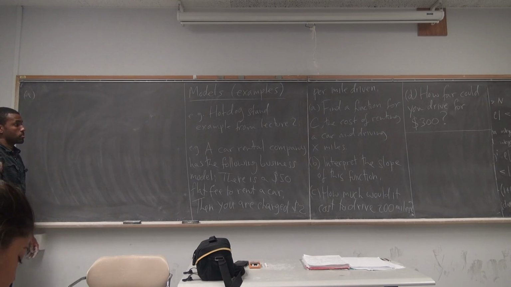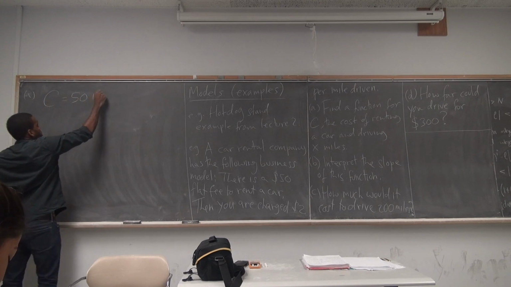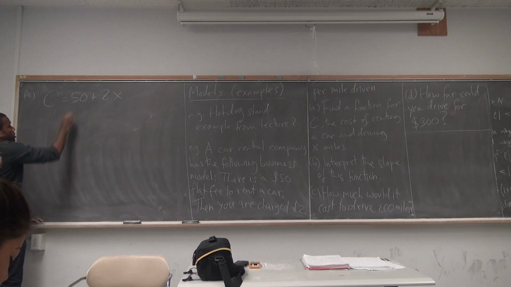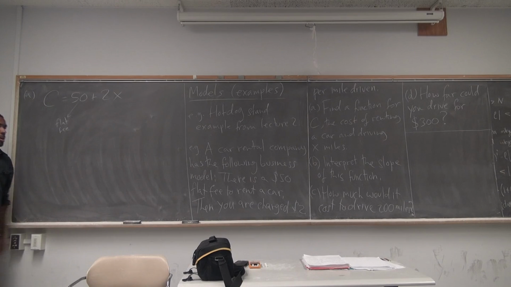Would it be something like 50 plus 2 times X? So C is equal to 50 plus 2 times X. So the 50 here represents the flat fee, right? So you're going to pay $50 no matter what, even if you don't drive the car. I want to rent your car, but I'm going to keep it in the lot. You just have to pay $50 right off the bat.